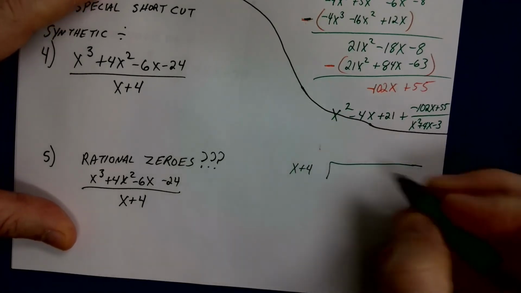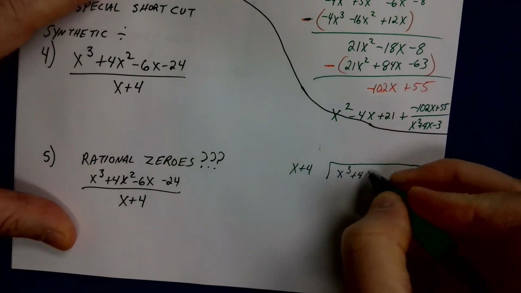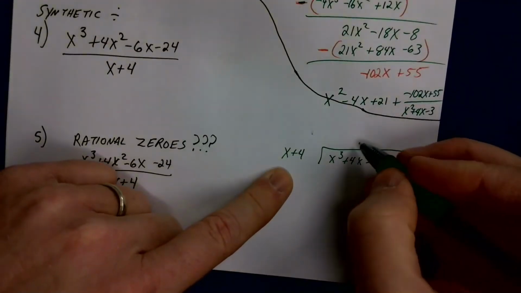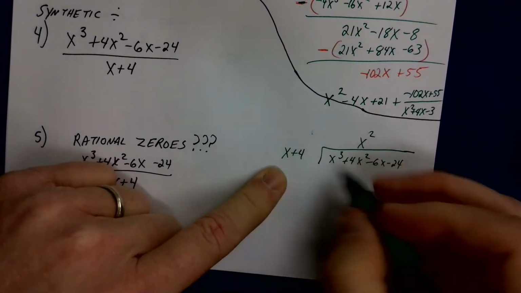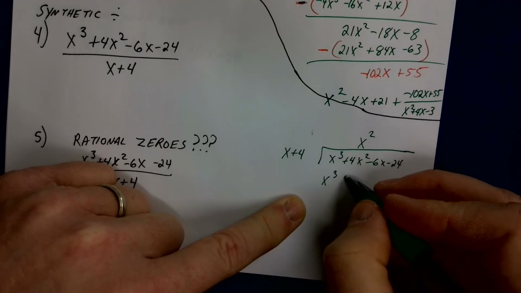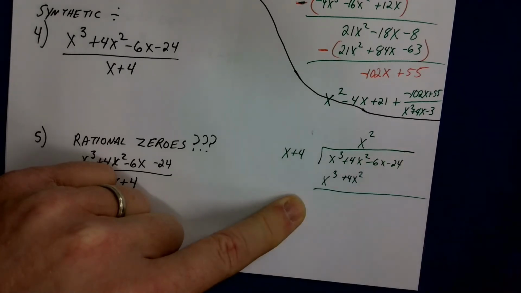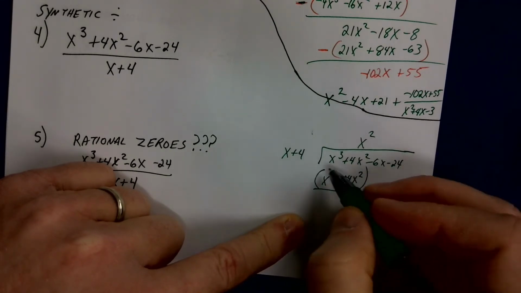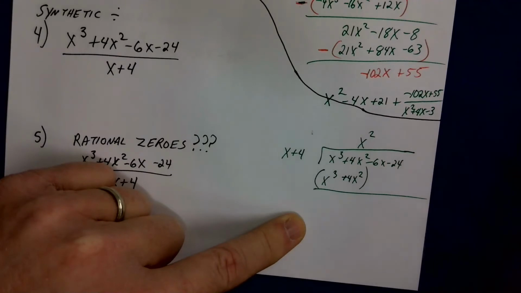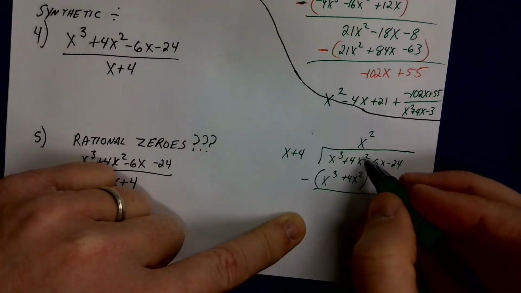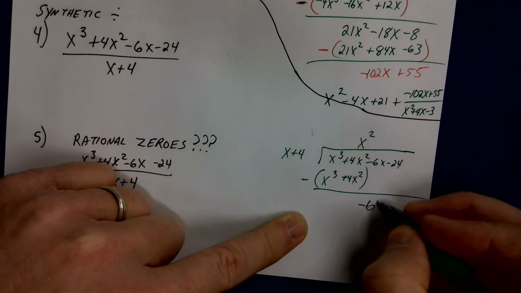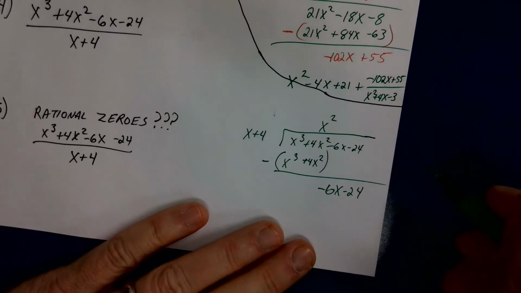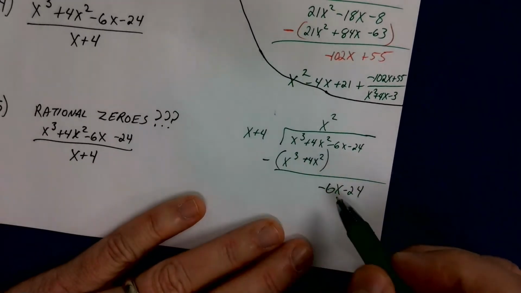X plus 4 into x cubed plus 4x squared minus 6x minus 24. X into x cubed goes x squared times x is x cubed. X squared times 4 is 4x squared. Yay. Just like that. Now, what do I do? I just subtract, like poof, oh, look at that. That's minus x cubed. That goes poof. 4x squared minus 4x squared goes poof too. So look at that. It went in evenly into that first part of it. That doesn't mean that it goes in evenly into everything. Let's see what's next. So how many times does x go into negative 6x?